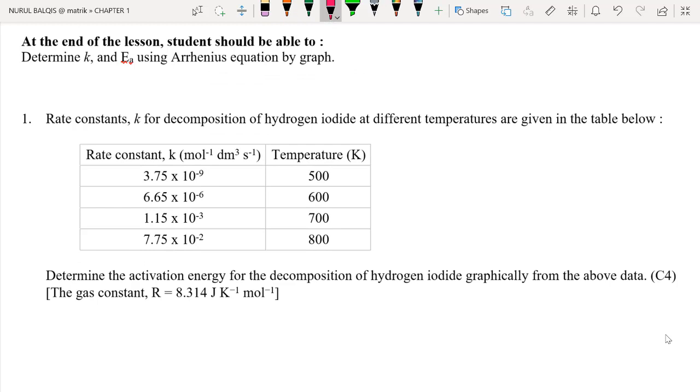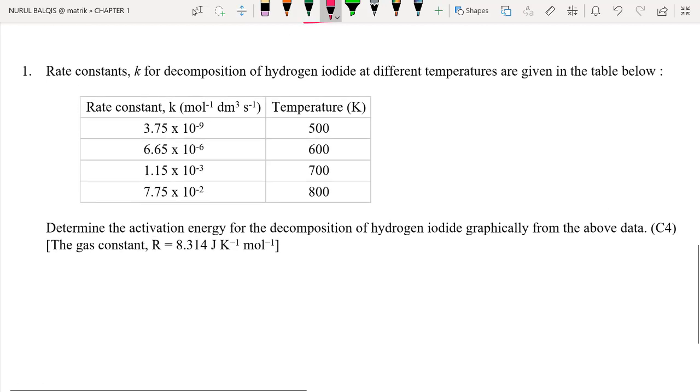The learning objective is still the same as in previous questions, to determine the rate constants and also activation energy using Arrhenius equations, but this time we're going to use a graph to find the value. Given to you are rate constants for the decomposition of hydrogen iodide at different temperatures as below. So you're given more than 2 temperatures, which means whenever you are given a set of data, you need to do the graph.